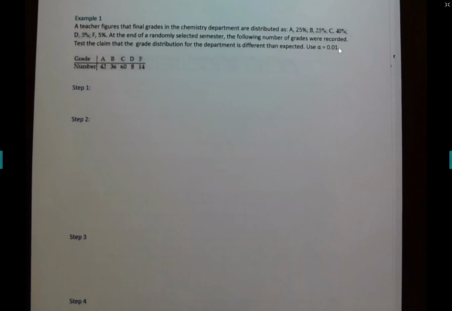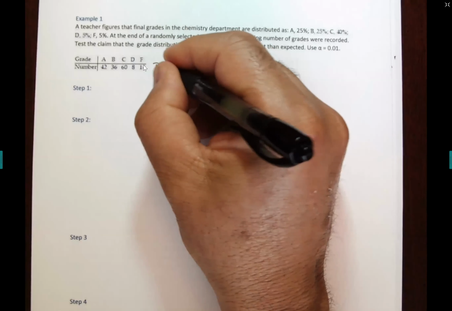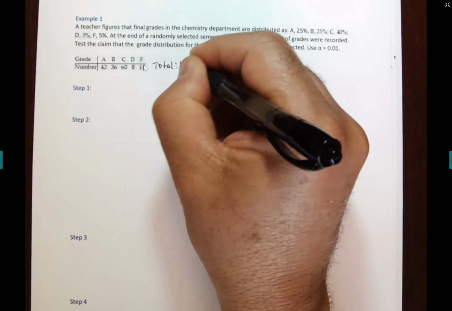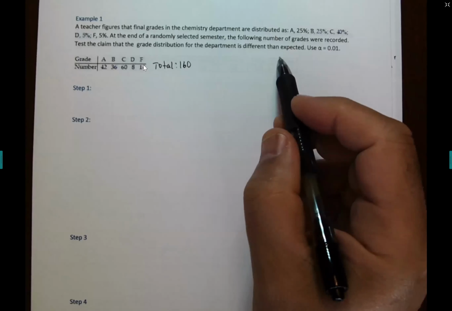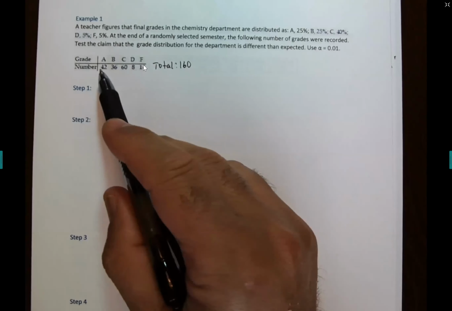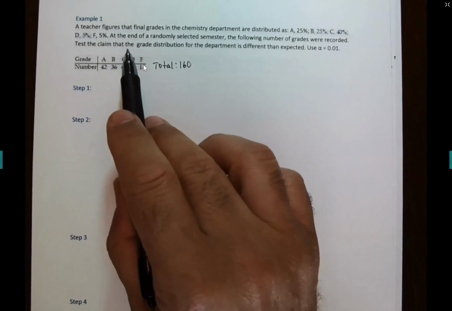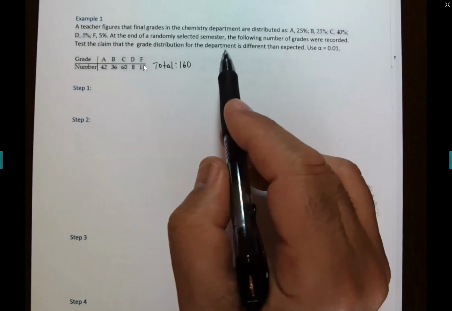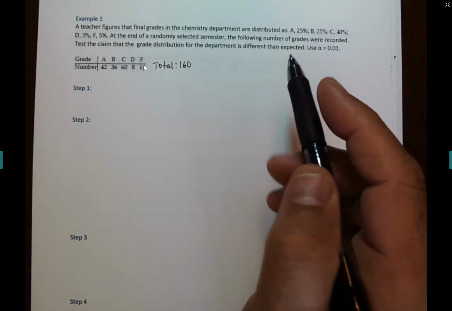At the end of a randomly selected semester, the following number of grades were recorded. These are the observed values. So we got the grades from how many students? If we add them, we get 160. That's a total of 160. So out of 160 students taking chemistry, we got the following grades. Test the claim that the grade distribution for the department is different than expected.